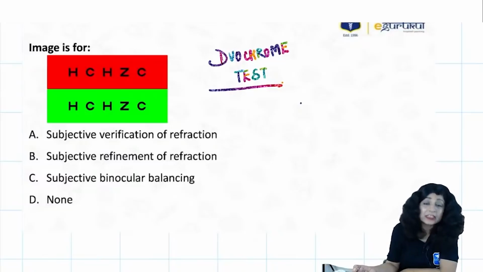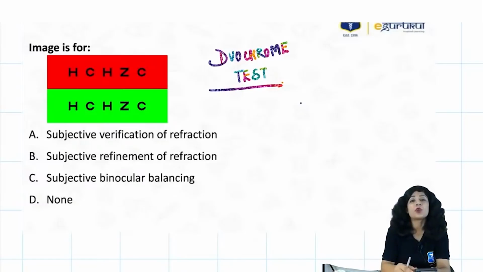Is it for the subjective verification of refraction, for the subjective refinement of the refraction, subjective binocular balancing, or none? What should be your answer? What is this Duochrome test used for?